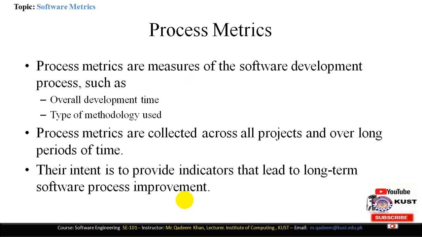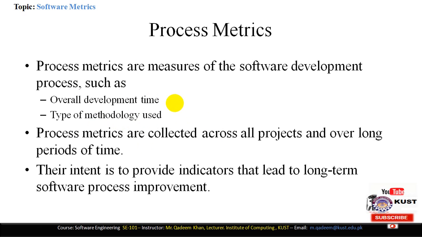Okay, now the process metric is a metric which is relevant to the development process. For example, waterfall model, prototyping model, spiral model, these are all called processes. So overall development time and type of methodology used are examples of the process metric. What is the overall development time? It means the time scheduled to complete the projects, and the types of methodology used to complete the projects. Methodology, for example, object oriented methodology or structure oriented methodology.